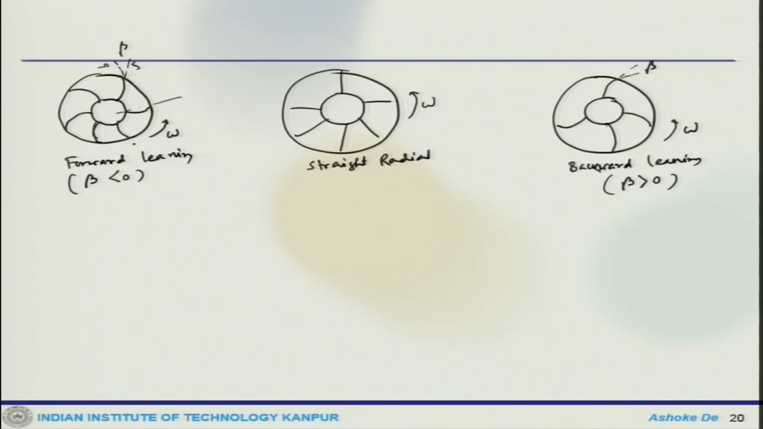If you look at the forward leaning case, the blade is curved in the direction of rotation. This is where the blades have W2 in the radial direction, and in the backward leaning case, when beta is positive, the blades curve in the direction opposite to the rotation.